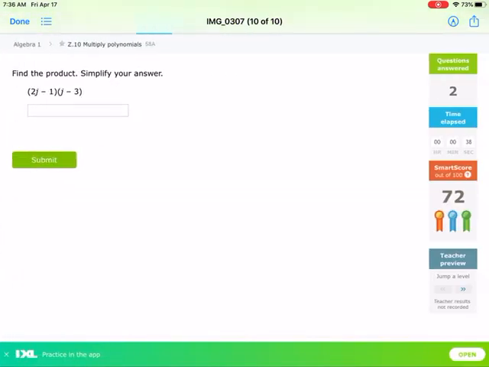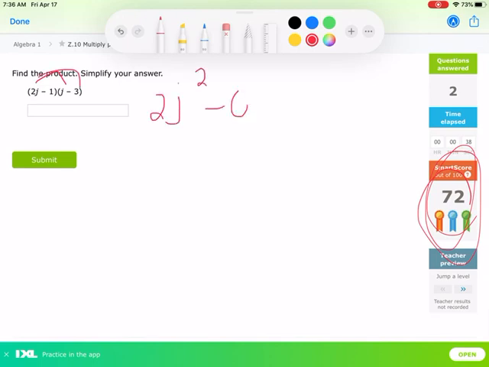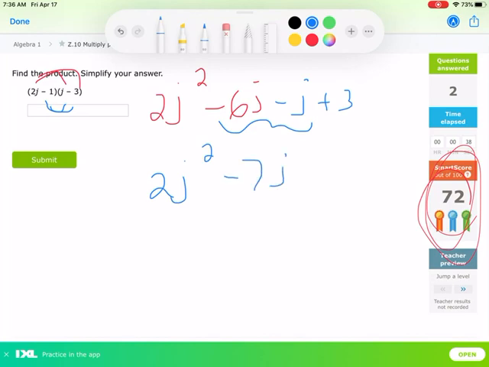What have we got? Another Z10, back down to a smart score of 72. So we're kind of regressing a little bit, going backwards. It's alright. Distribute the 2. 2j squared minus 6j. That's the first part. Distribute the negative 1. Negative 1j plus 3. Combine the two terms in the middle. 2j squared minus 7j plus 3. Boom. There we go.